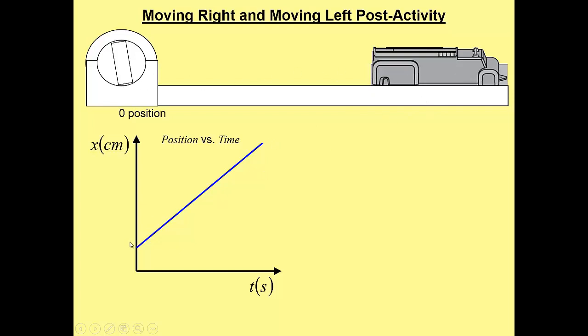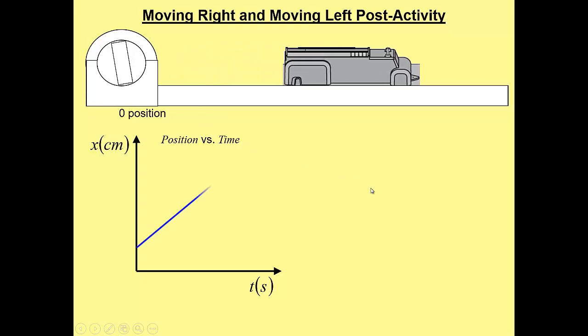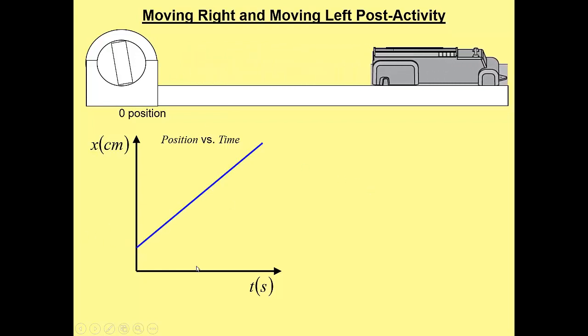And you might have drawn this on your sheet with a 0 y-intercept. If you did, that's perfectly fine. Technically, you couldn't really start the car at the motion detector because of the dead zone. You were always starting at least like 20 centimeters away. So in reality, you probably had a bit of a y-intercept. So let's kind of go with that here as we talk about things.